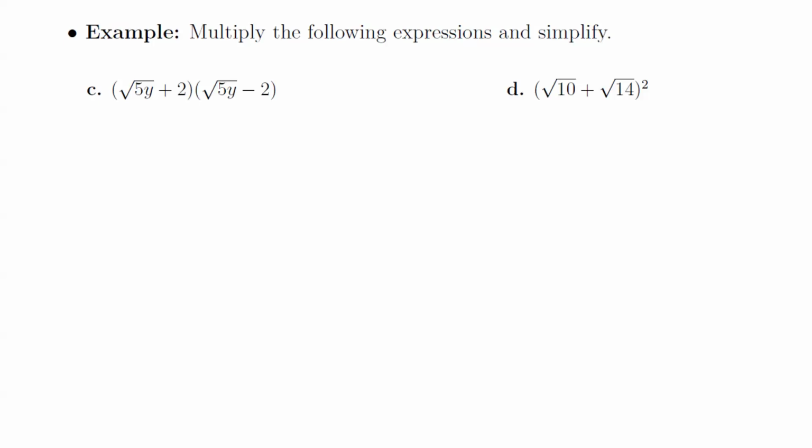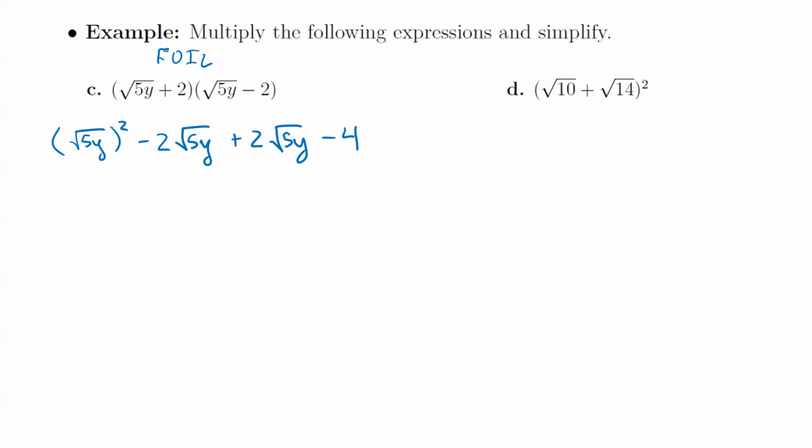All right, let's try one like part C. So notice I have the same thing I'm multiplying here as I FOIL. So first, again, first, outside, inside, last. And as I do the first, it's root 5y times root 5y. So I could say square root of 5y squared, minus 2 square root of 5y for the outside, plus 2 square root of 5y for the inside, and then minus 4 for the last.